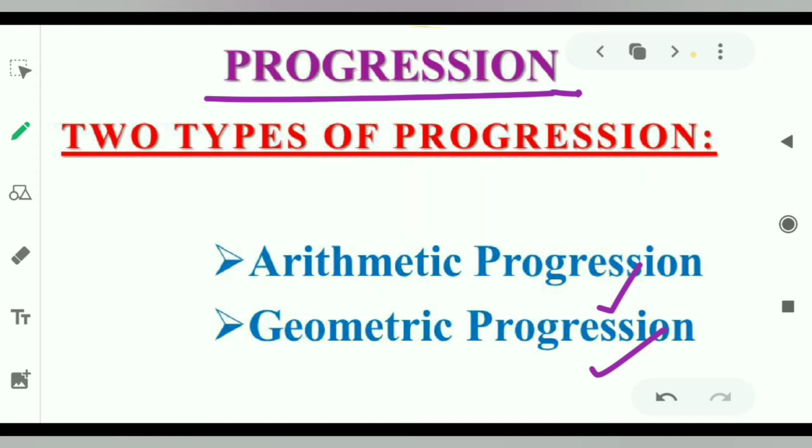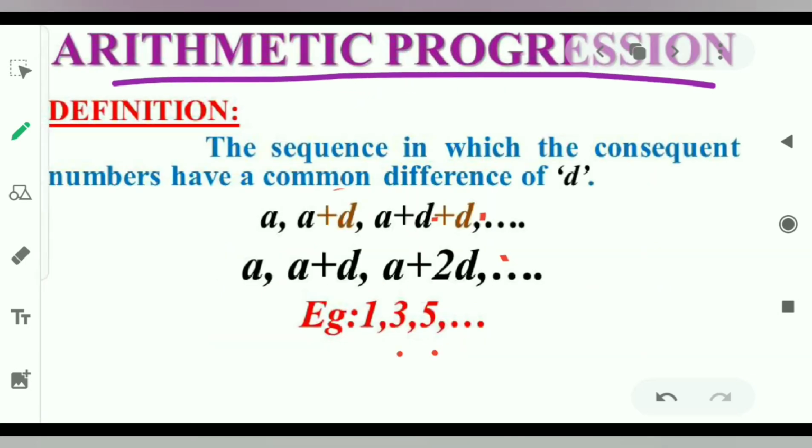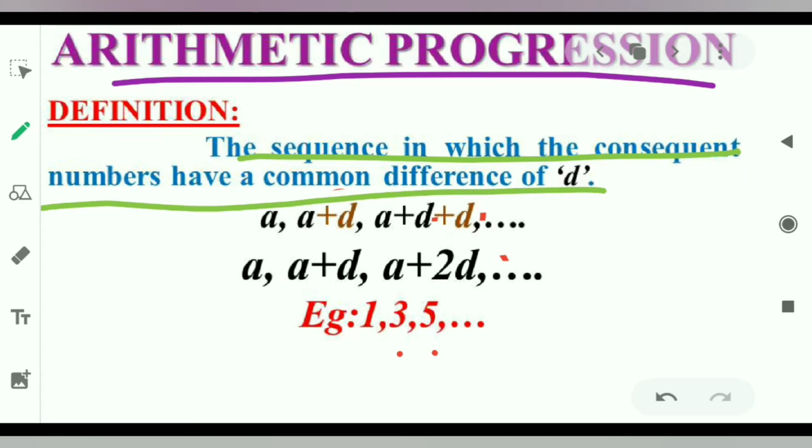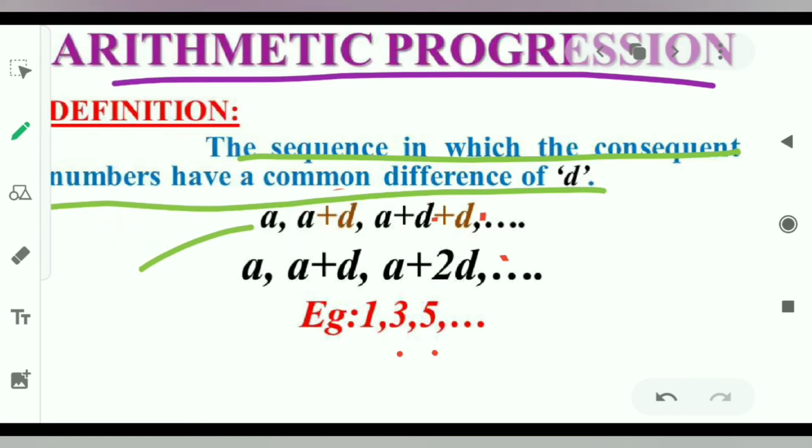With this note, let's quickly get into arithmetic progression definition. The sequence in which the consequent numbers have a common difference of d. Say for example, a is the first term of the sequence, then we will get the second term by adding d, where d is the common difference. Similarly, we will get the third term by writing down this is the second term and we have to add the common difference d, so that we will get the third term.